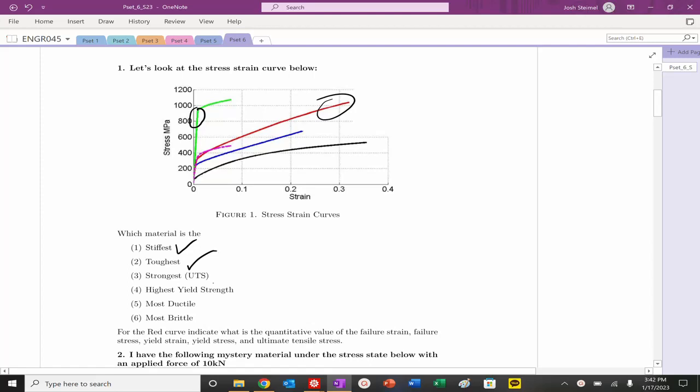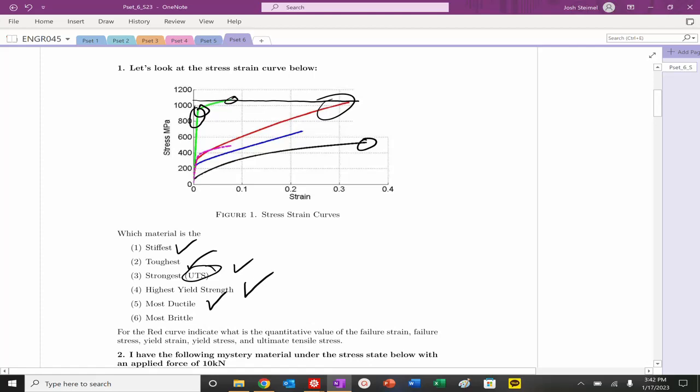Strongest is the largest ultimate tensile strength. So the ultimate tensile strength would probably be, I'd say, this guy, because it looks like, yeah, we're above. So that'll be the green as well. Highest yield strength, definitely the green as well. Most ductile looks to be the black.